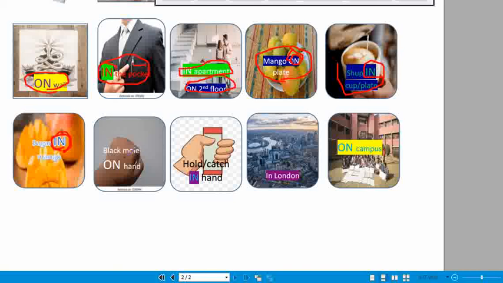Black mole. Here is the black mole. Black mole on hand. If something is on the surface of the thing, here on will be the answer. Hold, catch, in hand. When we close and cover that thing, here in hand, hold or catch in hand. In London, if he lives in a country, in will be the preposition. And last, on campus, because the campus is not a building, it is an open area. So on will be the preposition before campus.